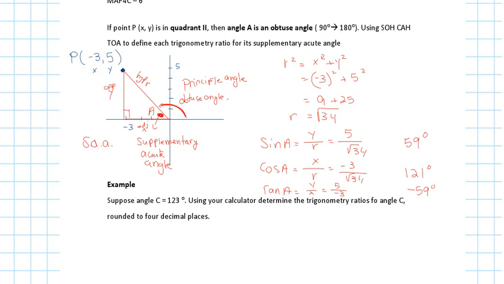Because you're looking at angle A. Angle A is the supplementary acute angle, right? But I need to find my principal angles. I need to find both of them, okay? Which one gives me the acute angle? Sine gives me the acute, right? Which one is giving me the obtuse angle? Cosine. What's happening with tan? It's confusing. So we have to minus from 360, so it will give me positive.